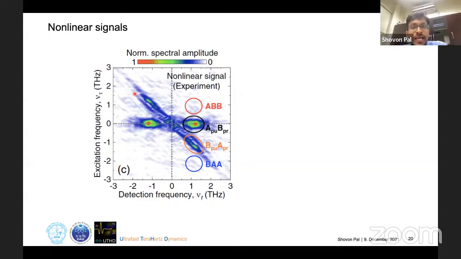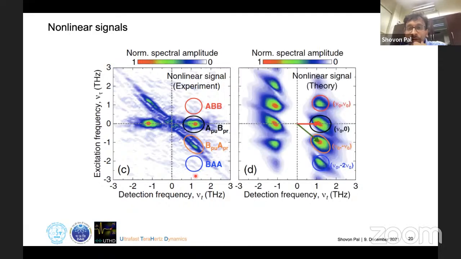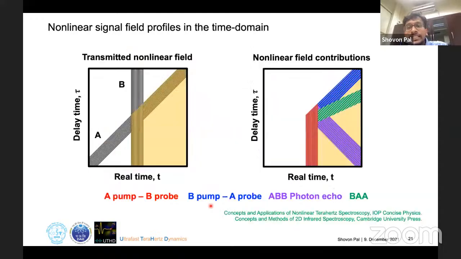If you look at the nonlinear signals and take a two-dimensional Fourier transform, you end up with all those nonlinear signals that I mentioned in the frequency space earlier. From the theoretical model, you can match very nicely all those signals, the pump probe signals and the photon echo signals. One very distinct thing is that they are all separated in frequency. So one can do a Gaussian filter, take out these individual signals, and look at the time profiles of these individual signals. And that's exactly what we did.